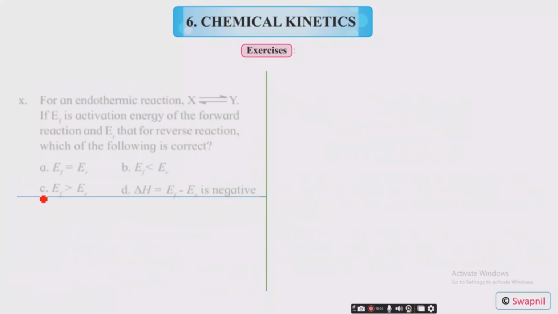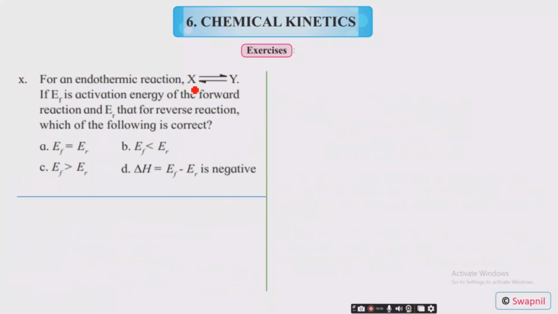So next, for an endothermic reaction, X is in equilibrium with Y. If E forward is the activation energy of the forward reaction and E reverse is that of the reverse reaction, which of the following is correct? These are the options for this question, and the correct option is option C, that is E forward is greater than E reverse.